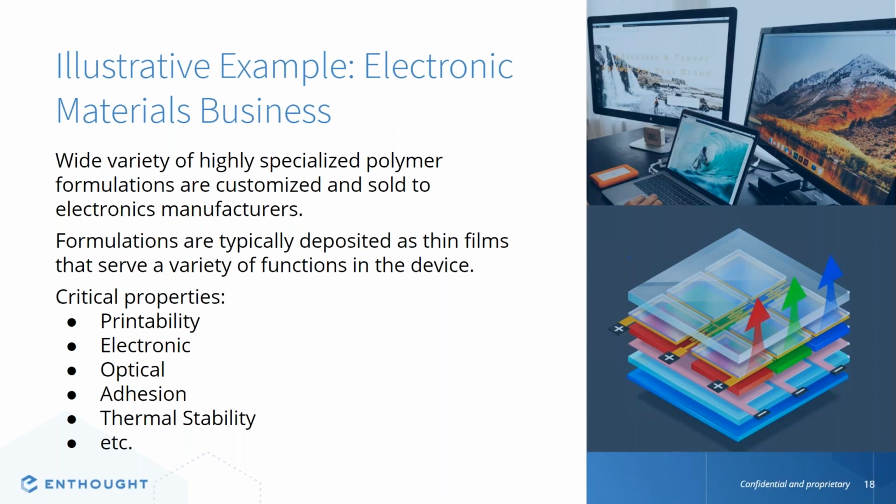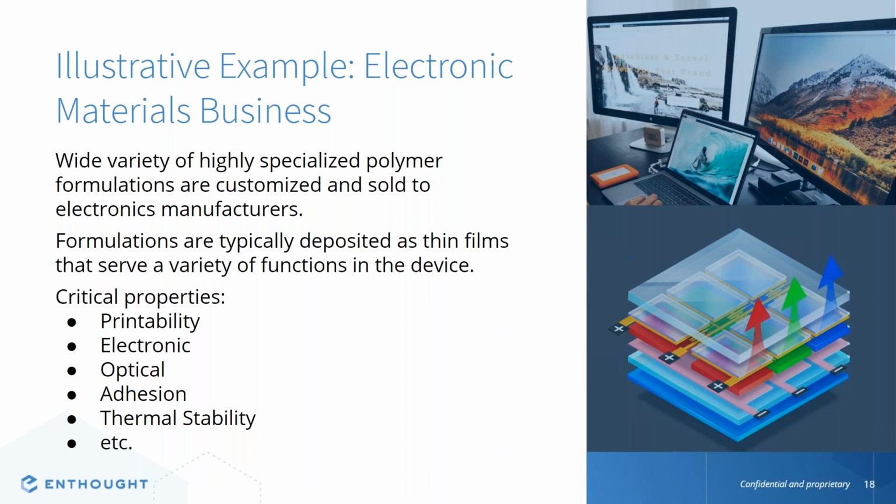So in this electronic materials business I'm showing here, you have a company that produces a wide variety of highly specialized polymer formulations that are customized and sold to electronics manufacturers. And these materials are critical components that power our modern day life, right? The electronic visual displays that you find here, the semiconductor microchips that power our laptops, our cell phones, and all of the other things around the world that use that technology. And in this industry, formulations are typically deposited as thin films, and these films serve a variety of functions in whatever device it's going into.